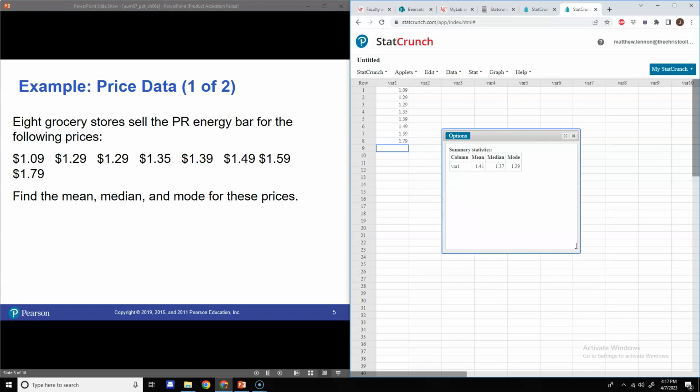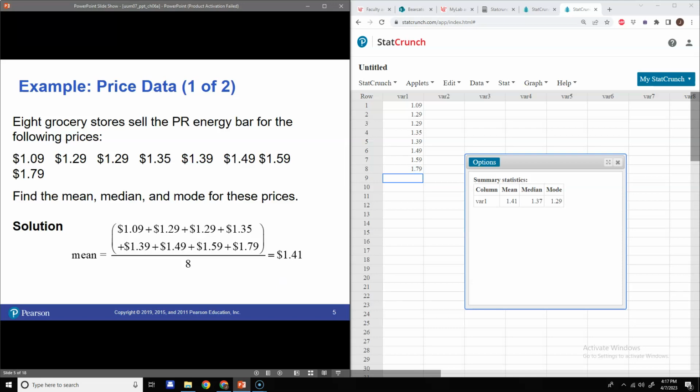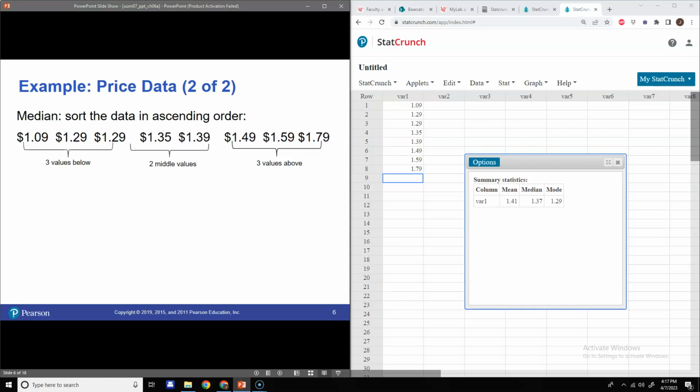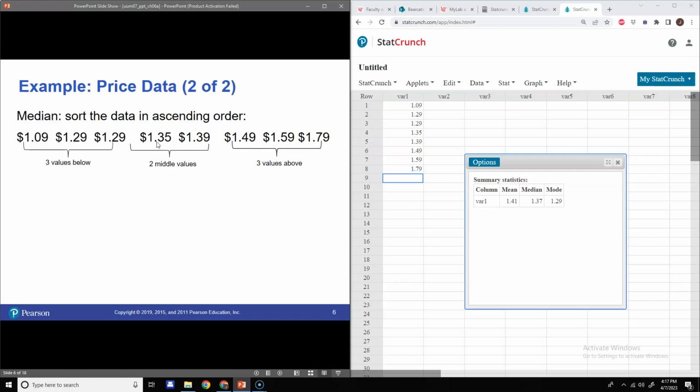I was hoping it would get a little bigger. There we go: 1.41 for the mean, 1.37 for the median, and 1.29 for the mode. Let's see if that's what happened on here. So the mean, yep, they got 1.41, and they just did it the by hand way: add them all up and then divide by the total number of things there are, which is 8. For the median, they just sorted from smallest to largest, and we get the case where there are 2 numbers in the middle, 1.35 and 1.39. If you average those, you'll get our answer of 1.37.